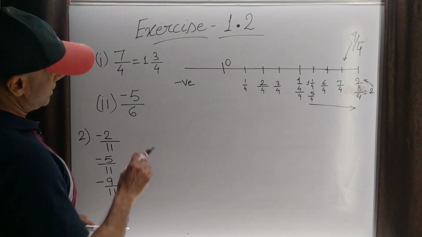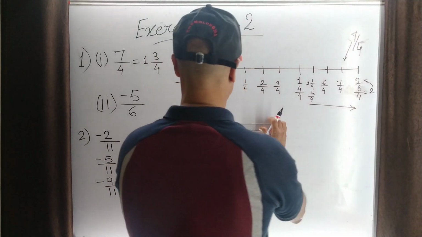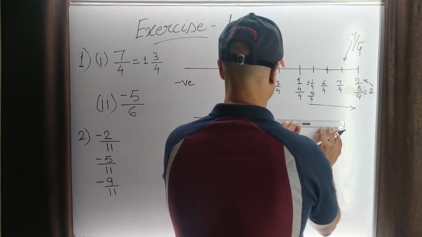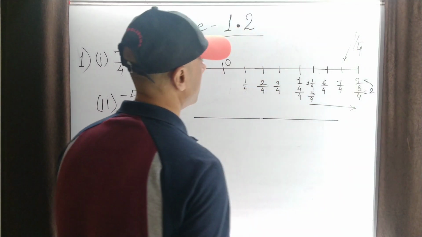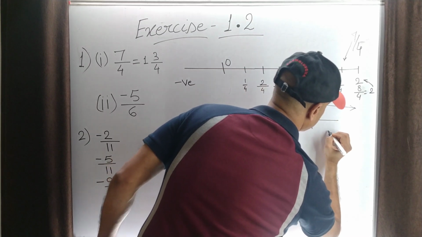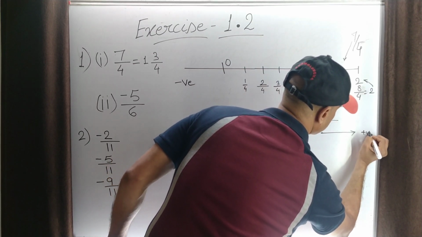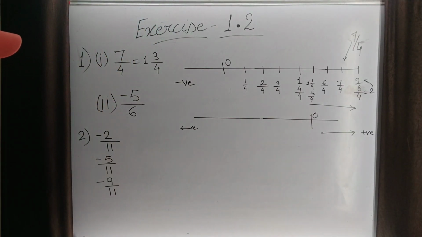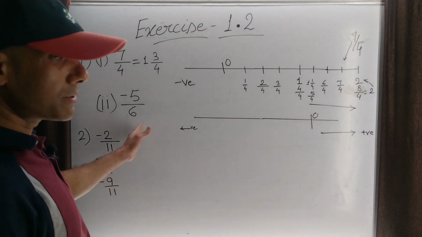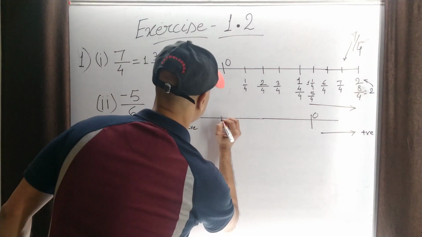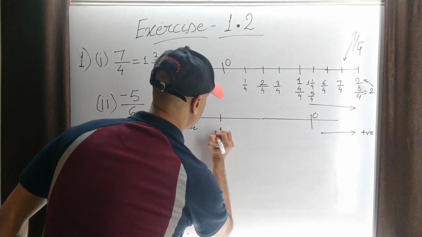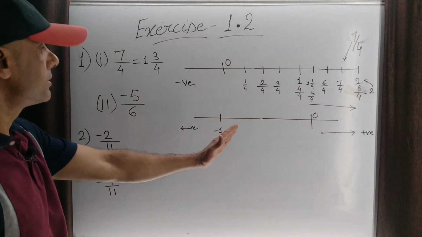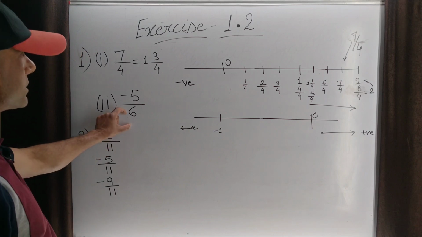Minus, so it will be on the left hand side. So we draw a number line. We mark 0 here. This is the positive side and this is the negative side. In this case, how many parts are you going to divide into? Denominator is 6, so you are going to divide into 6. Say we put 1 here, this is in fact minus 1. From 0 to minus 1, you have to divide this number line into 6 equal parts, because the denominator is 6.